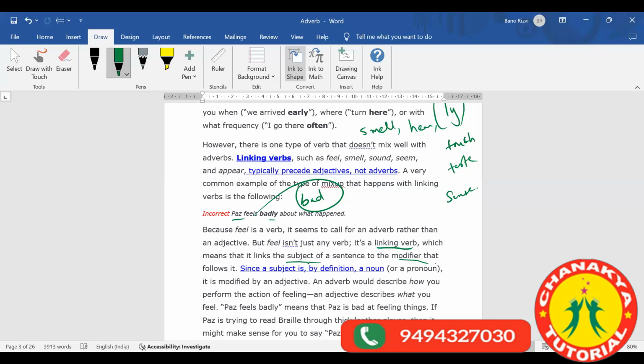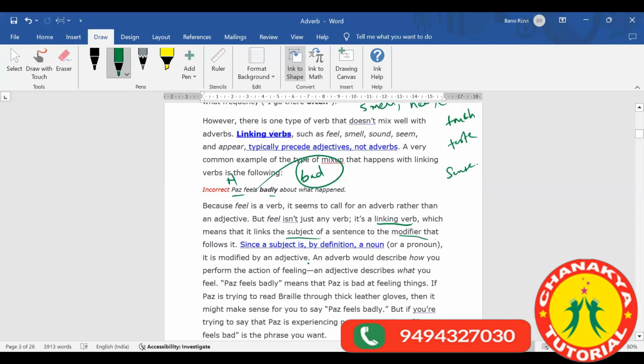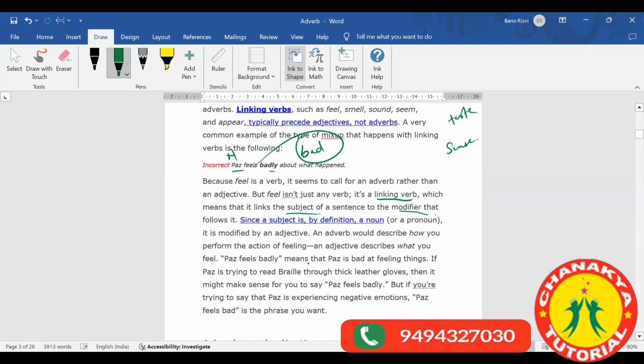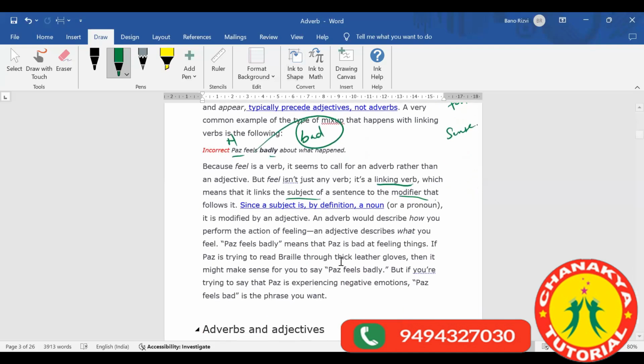Since the subject is by definition a noun, that is Paz, this is the noun. It is modified by an adjective. An adverb would describe how you perform the action of feeling. Feel is a sense. An adjective describes what you feel. So Paz feels badly means that Paz is bad at feeling things.